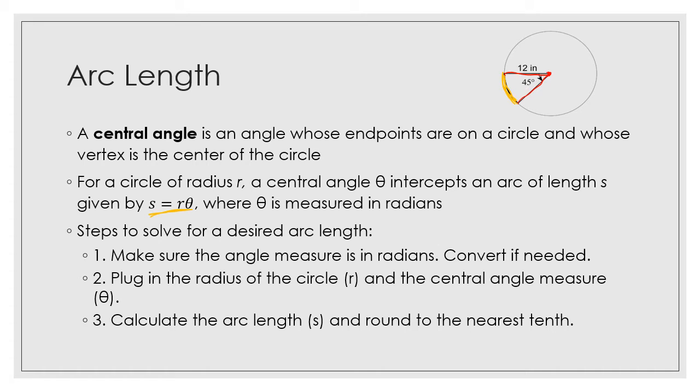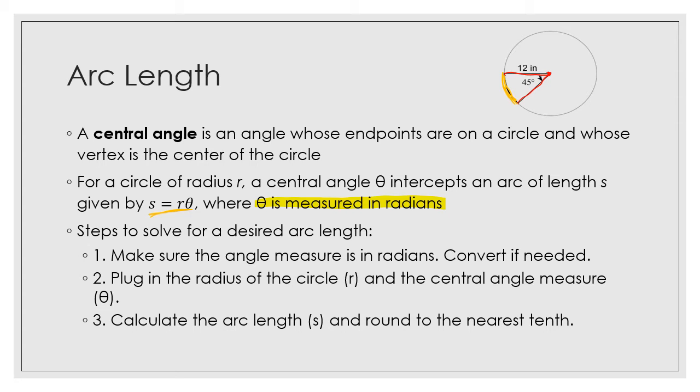The specific part that I want to make sure that everybody gets is that theta has to be measured in radians. So sometimes, actually most of the time, you will be given a central angle that's given to you in degrees. You have to convert this to radians. So the steps to solve for an arc length, the first step is to make sure your angle is in radians, not degrees, and always convert it.